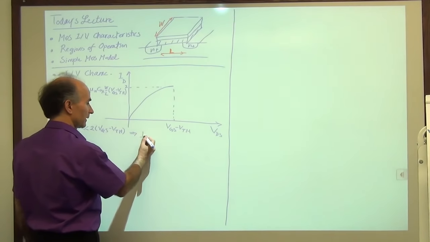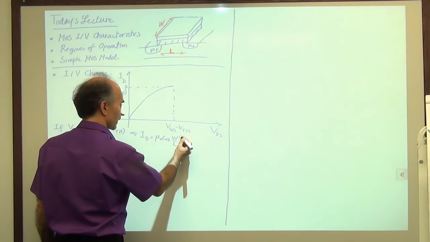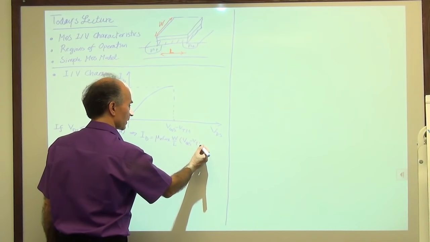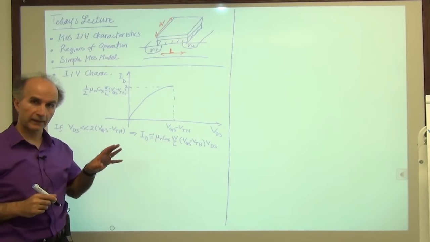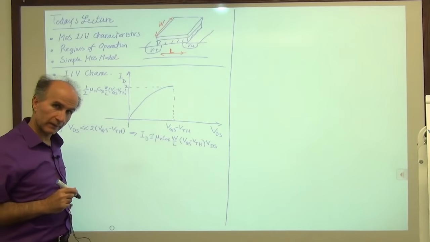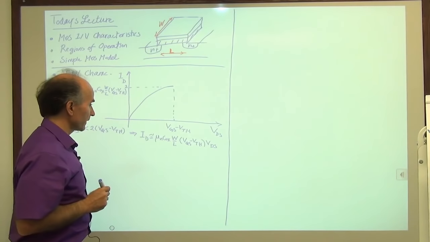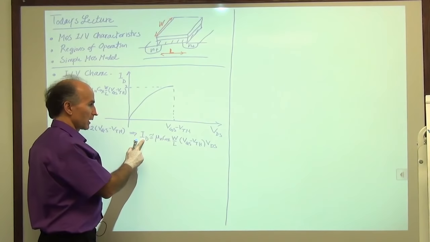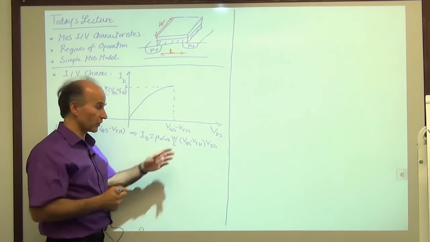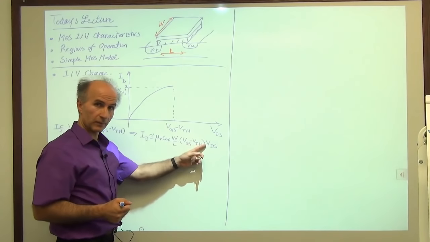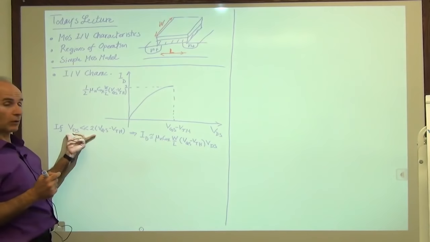What we end up with is ID equals mu n Cox W over L times (VGS minus VTH) times VDS. That's an approximation. I just neglected 1/2 of VDS squared in that equation. This has some interesting interpretations. First of all, we see that ID now is linearly dependent upon VGS or VDS. If you want to keep VGS constant and vary VDS, we have a linear relationship. If you want to keep VDS constant and then vary VGS, we also have a linear relationship, of course, so long as this condition holds.